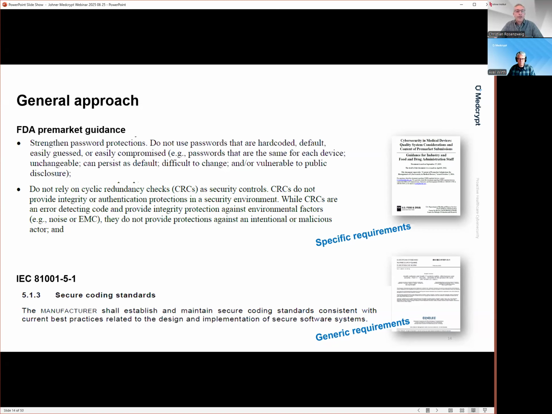And in contrary to that, the IEC 81001-5-1 stays on a higher abstract level. It says, secure coding standards. The manufacturer shall establish and maintain secure coding standards consistent with current best practices related to the design and implementation of secure software systems. So it's a very generic requirement, and you have again the job or the task to identify what does it mean, current best practices. Next slide, please.